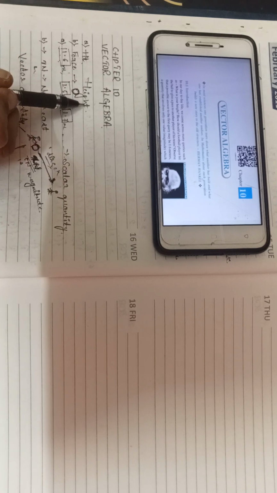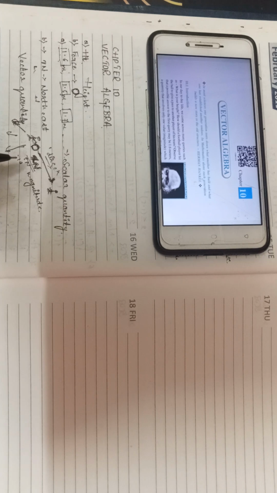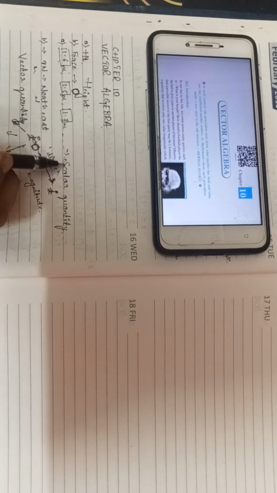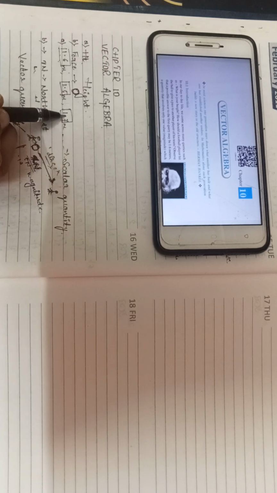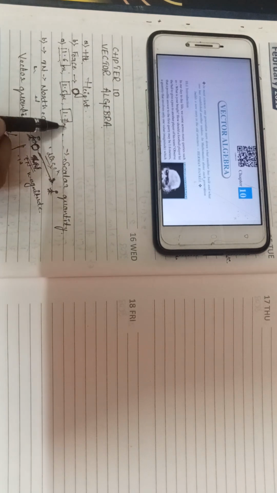When you see the difference between vector and scalar, in scalar you will be having only one quantity, that is magnitude. In vector you will be having two quantities, that is magnitude and direction. And in case of scalar, you can define the answer in real numbers. See here, 1.6, 1.5 or 1.7 all are real numbers.